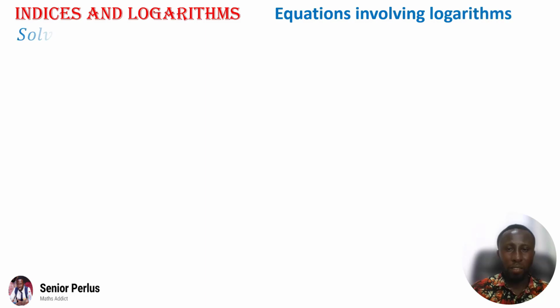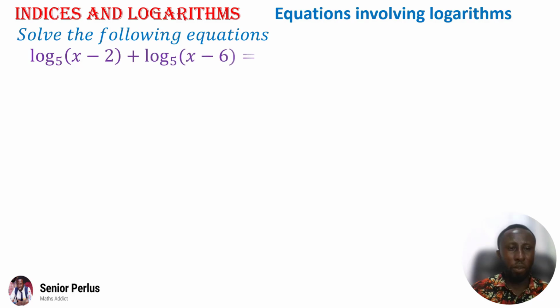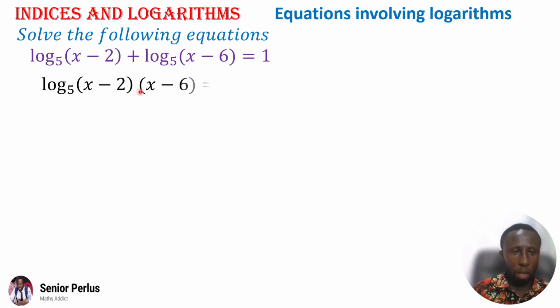Yeah, so equation involving logarithm. You should solve the following equation. From here, the same idea. This one we can use the power rule of logarithm because there's addition here, and the log of the base are the same. So just maintain log to the base 5, then multiply this and this using the power rule, equals 1.